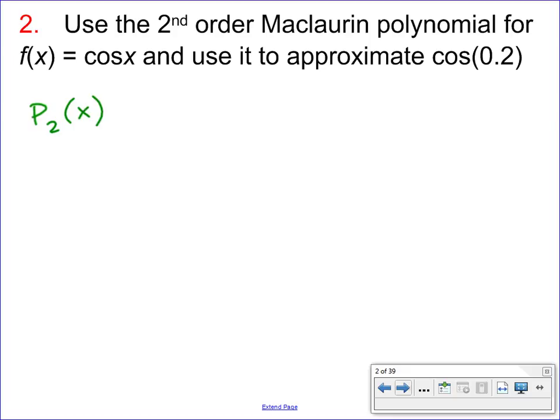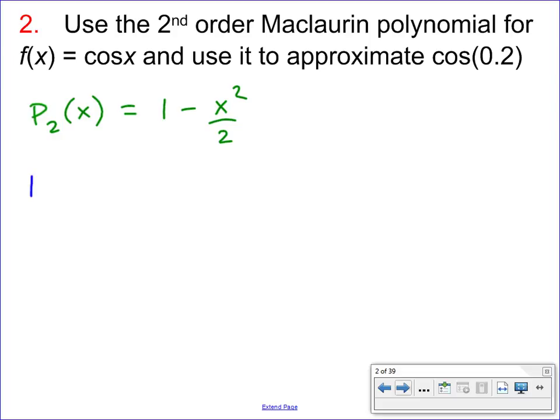We know that that's just up to the x squared term, my Taylor polynomial that goes to the x squared term. And with cosine, that's the one that starts at 1 minus x squared over 2 factorial. So this is just 1 minus x squared over 2. Raise your hand if you had the same second order Taylor polynomial. Yes? Good? Okay, so now we'll use it to approximate cosine of 0.2.